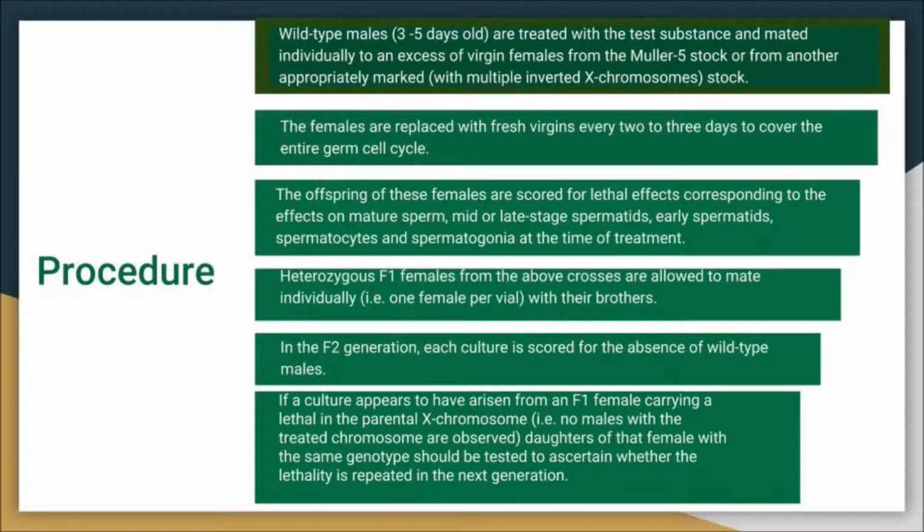Heterozygous F1 females are allowed to mate individually with their brothers. In the F2 generation, each culture is scored for the absence of wild-type males. If a culture appears to have arisen from an F1 female carrying a lethal in the parental X chromosome, such as no males with the treated chromosomes are observed, daughters of that female with the same genotype should be tested to ascertain whether the lethality is repeated in the next generation.